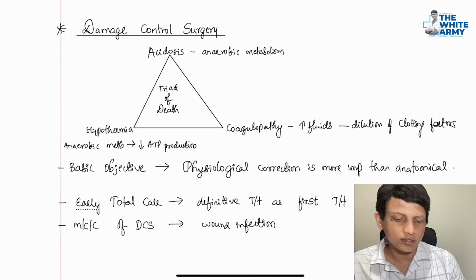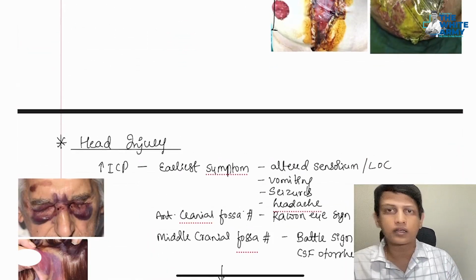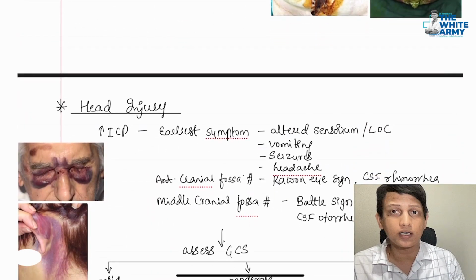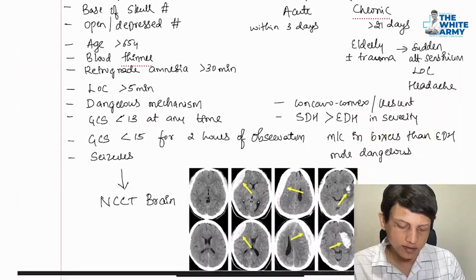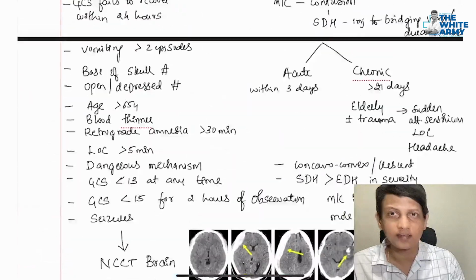Then there's something called damage control surgery and all that we'll learn in the next class. Head injury and abdominal injuries we'll learn separately because they are very big topics. GCS, everything in detail we'll learn in the next.